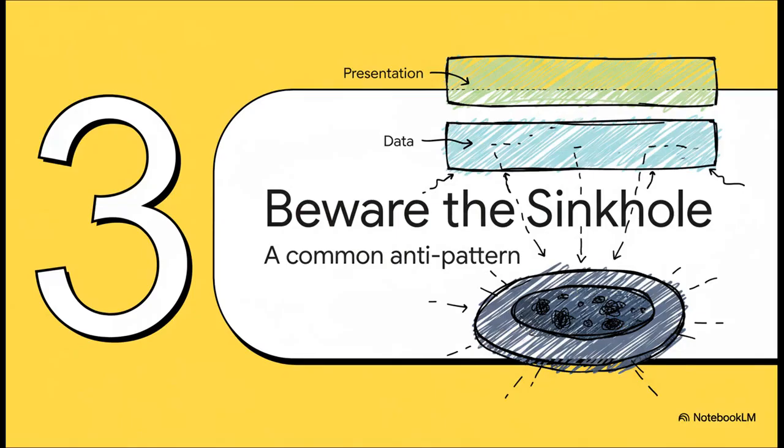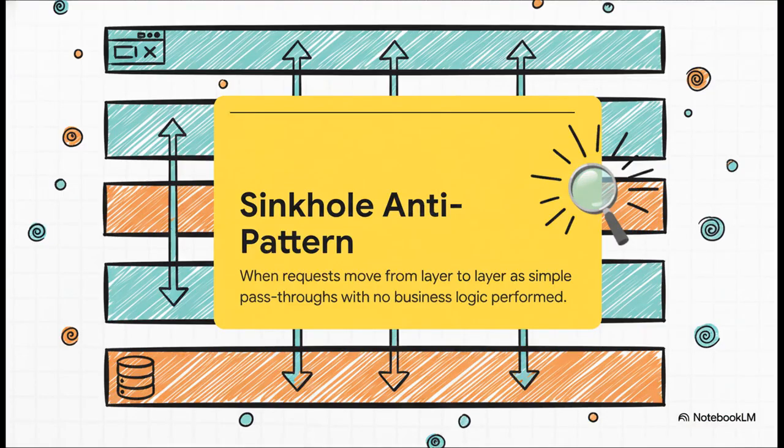And speaking of problems, this brings us to a huge pitfall you really have to watch out for. It's probably the most common anti-pattern you'll see in a layered design: the sinkhole. So what is a sinkhole? It's when a request passes through a layer and that layer does absolutely nothing. No logic, no processing, it's just a pass-through. Imagine you're just trying to get a user's name. The request hits the business layer, which does zero work and just forwards the request down to the database layer. That's a sinkhole. All that middle layer did was add overhead. Unnecessary processing, wasted memory, all for zero value.